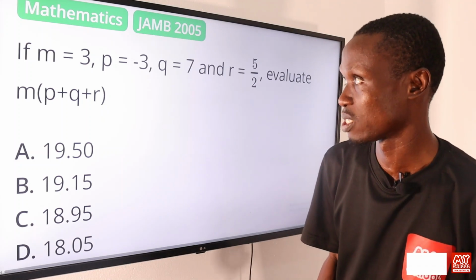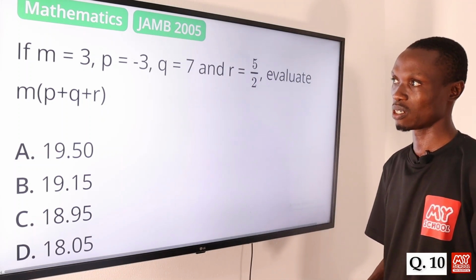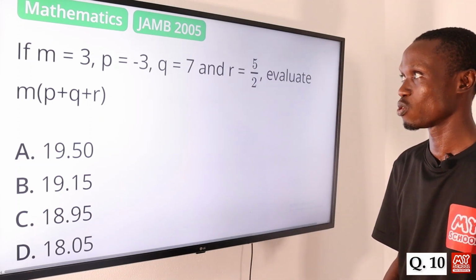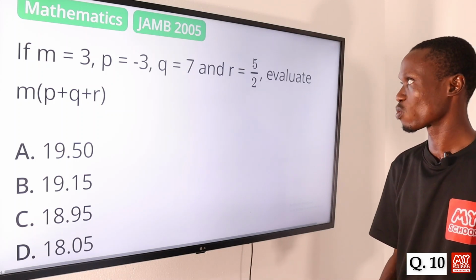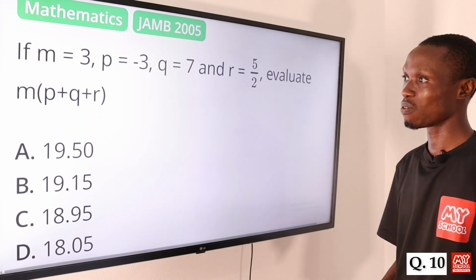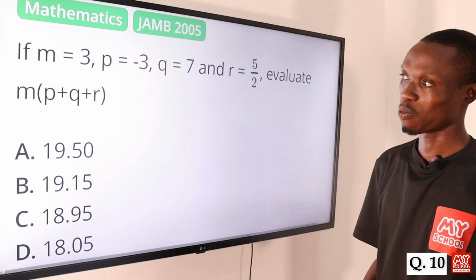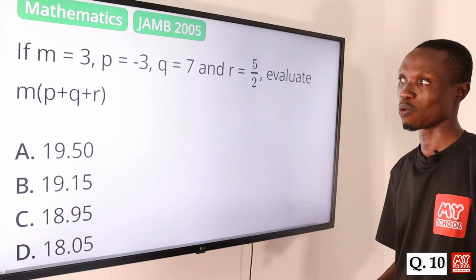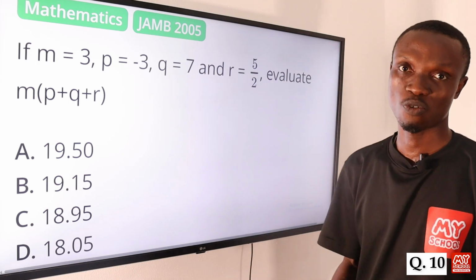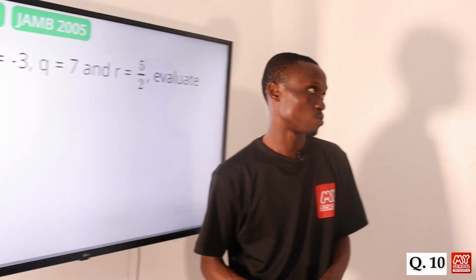Moving on to question 10. If m is equal to 3, p is equal to minus 3, q is equal to 7, and r is equal to 5 over 2, evaluate m, then bracket open, p plus q plus r, bracket close. So let's move over to the board to provide the answer to this question.